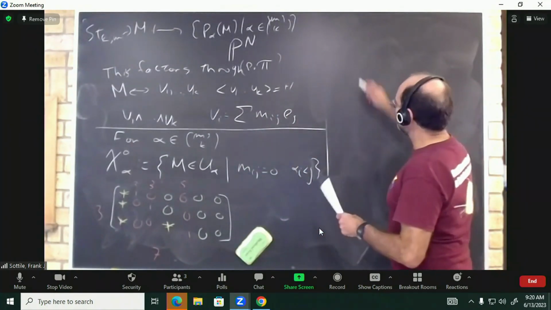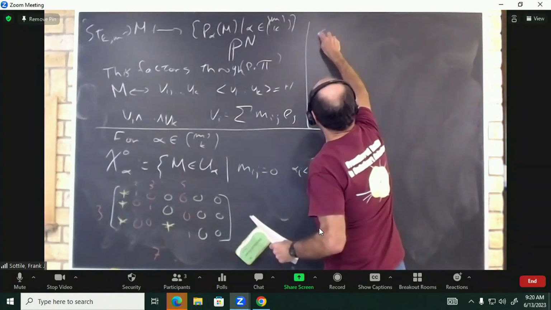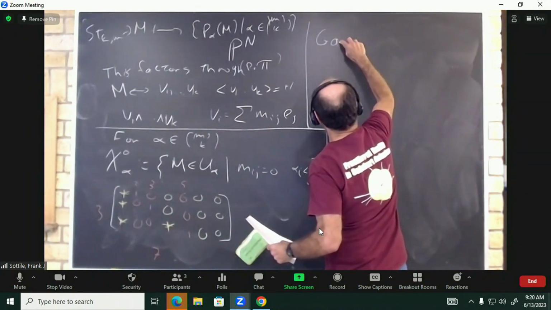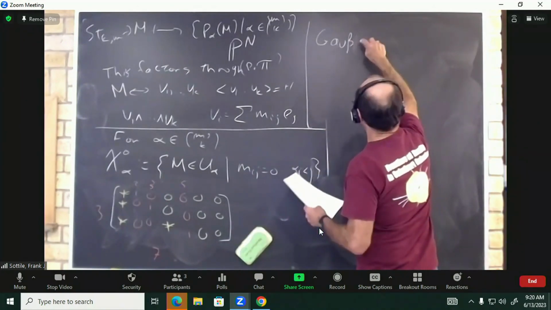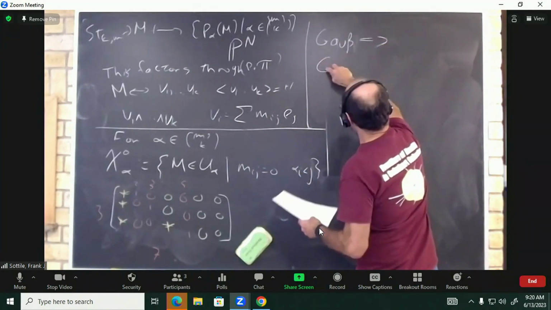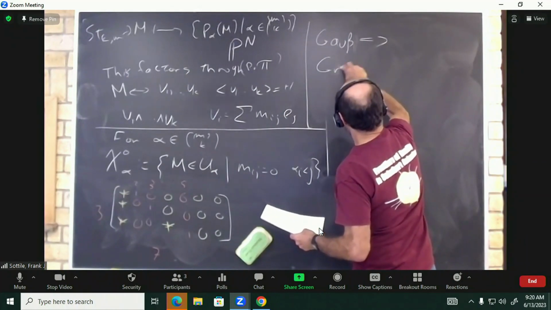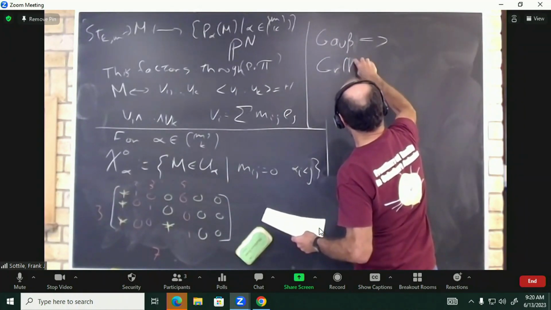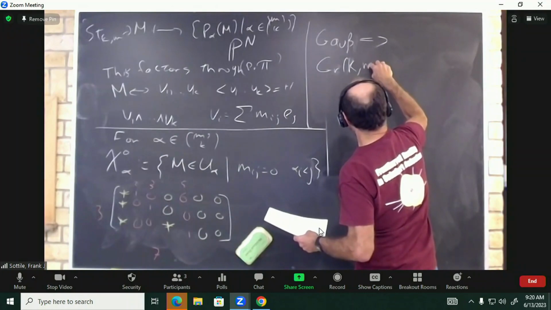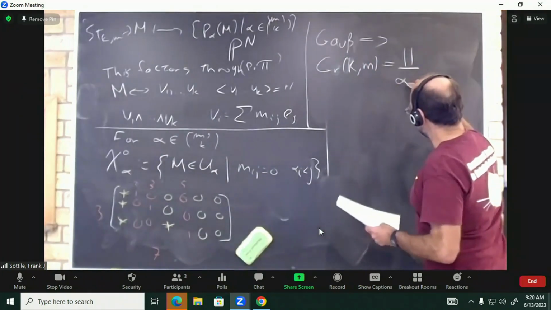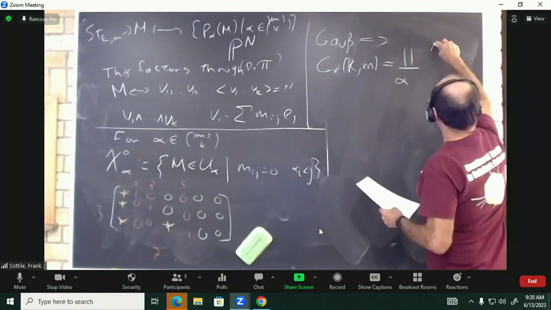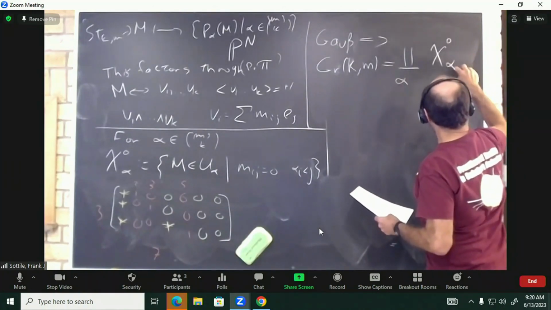And yes, so now, as I said, if you do this Gaussian elimination, what you find is that this implies that the Grassmannian is a disjoint union now over all alpha of these pieces.